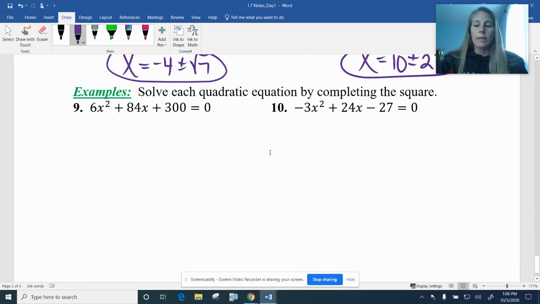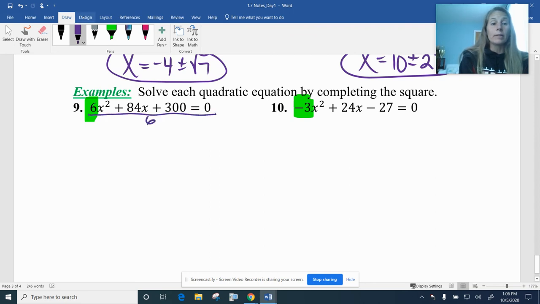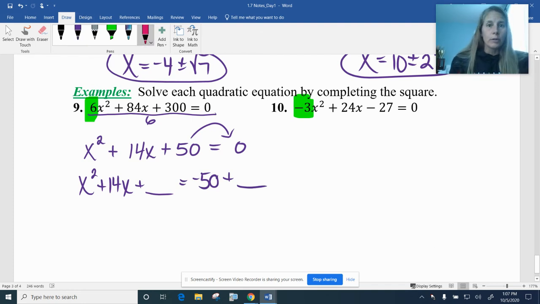All right, so now we have 2 more, and these 2 also have those coefficients in the front. So we just have that added step where we have to divide that coefficient out from everything. So this first one, we're going to divide everything by 6, leaving us with x squared plus 14x plus 50 equals 0. Moving the 50 over to the other side, so negative 50. And now we have to figure out, well, what is that number that goes in there? So half of 14 is 7, and 7 squared is 49.